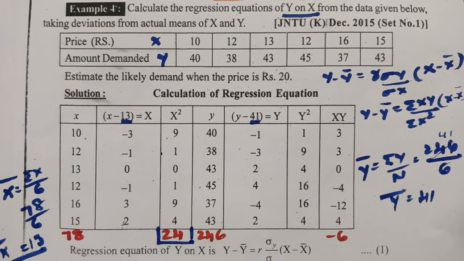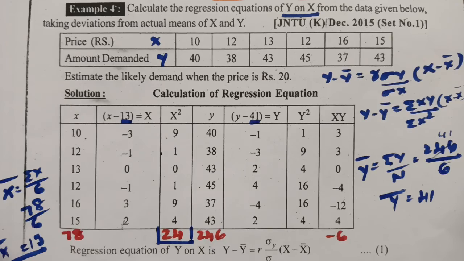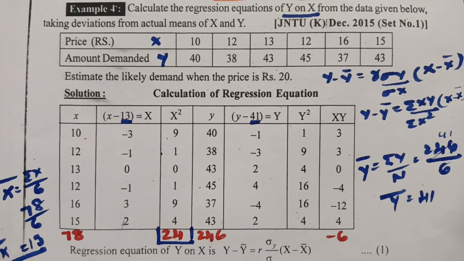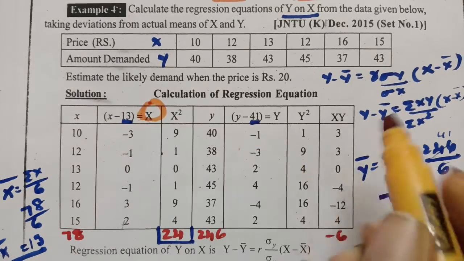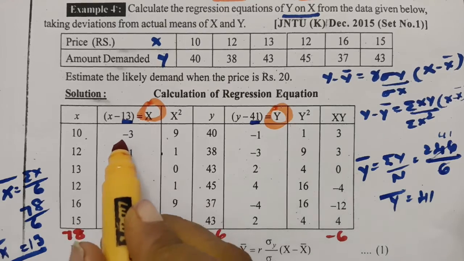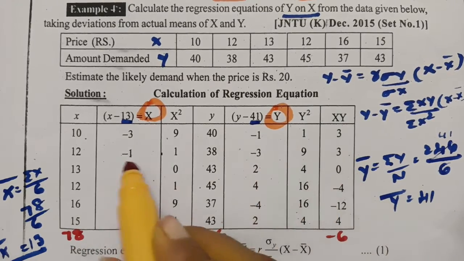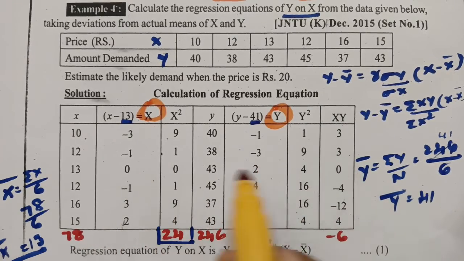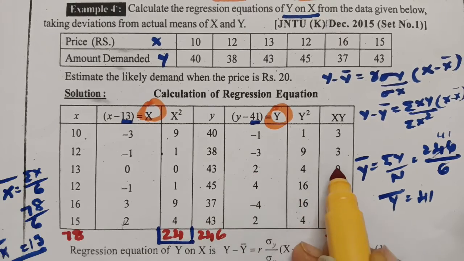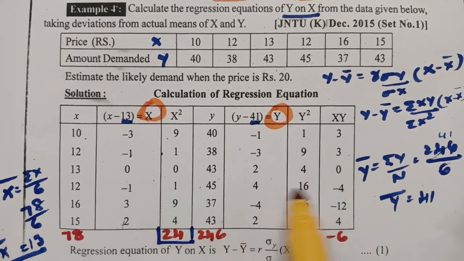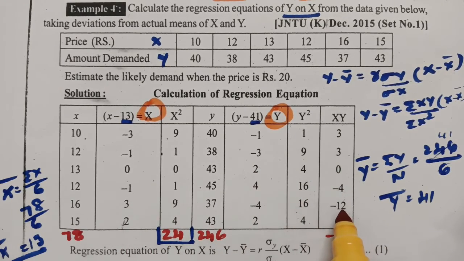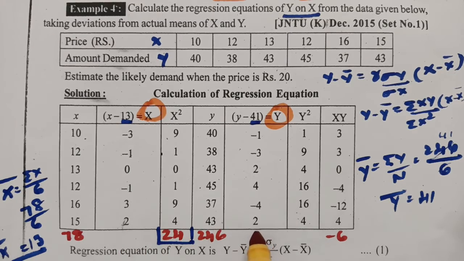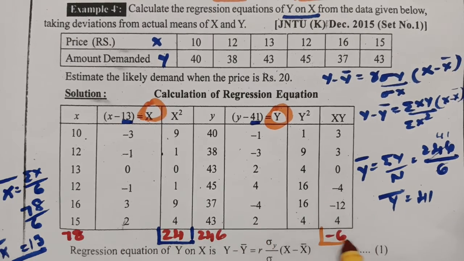And now we have to make a multiplication out of these, that is x into y. So this is x and this is y, and you have to multiply. Minus 3 into minus 1 is 3, and minus 1 into minus 3 is 3. 0 into 2, anything into 0 is 0, and minus 1 into 4 is minus 4. 3 into minus 4 is minus 12, and the next one, 2 into 2, is 4, and you have to make a total out of this.